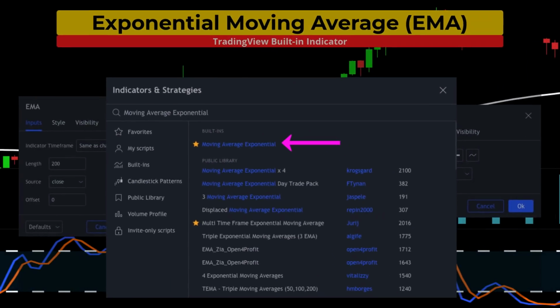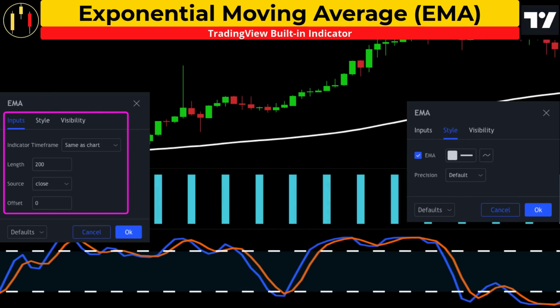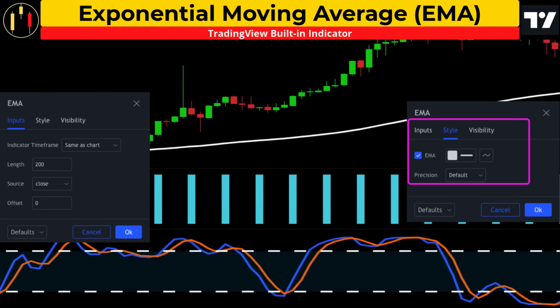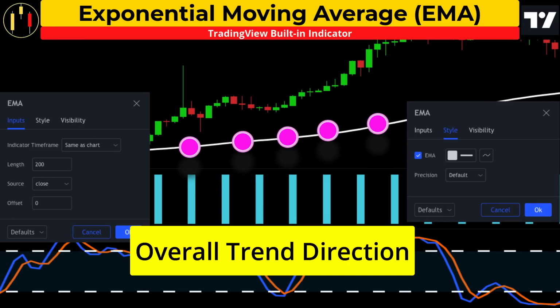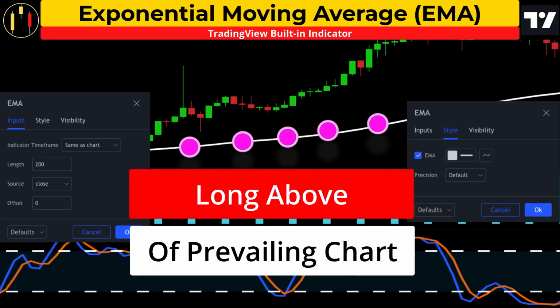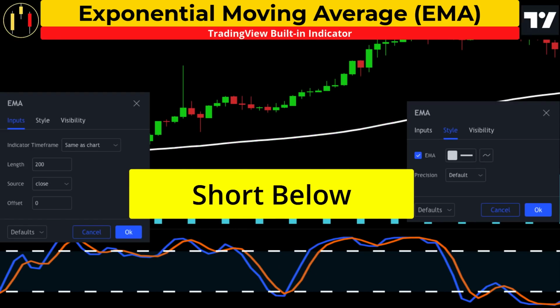The first indicator is the exponential moving average, or EMA. The length will be set to 200 and colored in white. In this system, the 200 EMA will be used to determine overall trend direction of the current chart. The rules will require only to take longs above the 200 EMA and shorts below it.